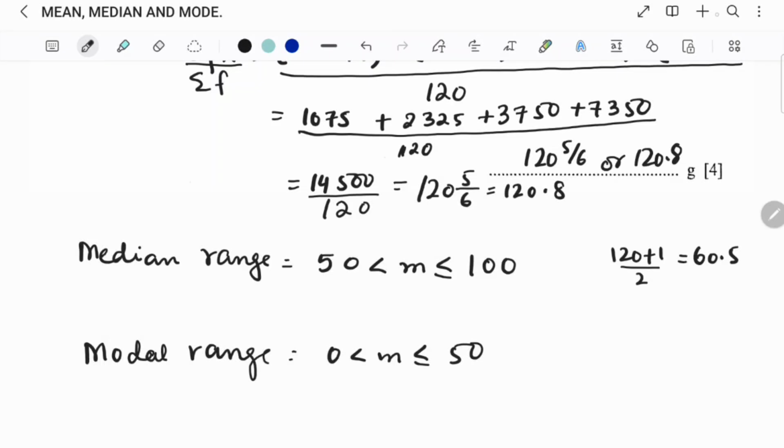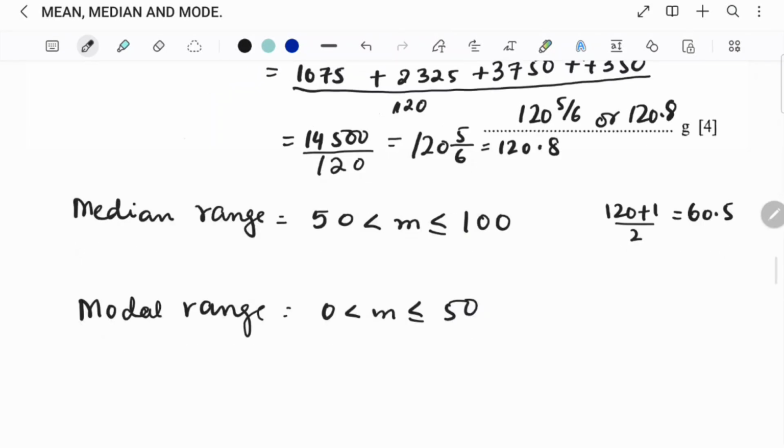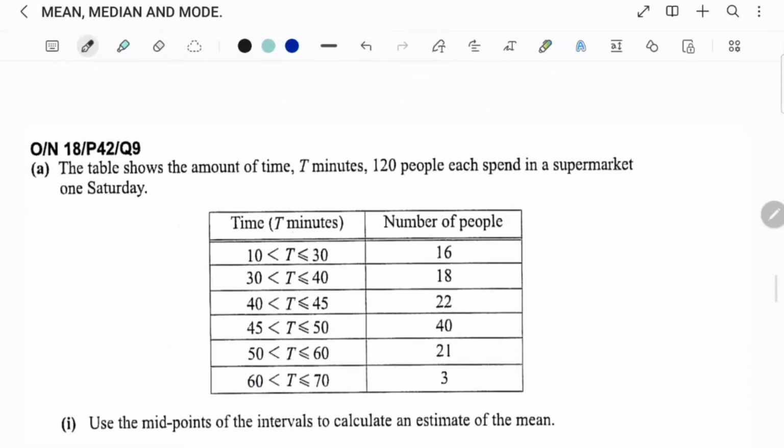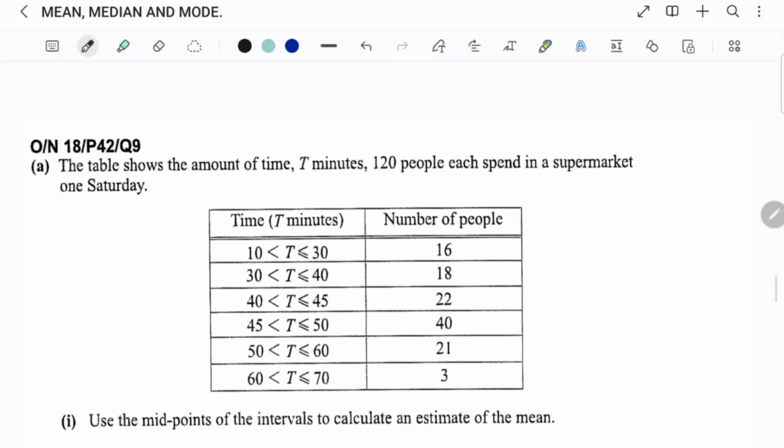Now go to the next question. I've kept another question, also from a past paper, also from grouped data. The table shows the amount of time, T minutes, that 120 people each spent in a supermarket on one Saturday. Now we have a table given, so it's easy for us to calculate the numbers in the same table. Here, 10 to 30 we have 16. Again the mean is required.